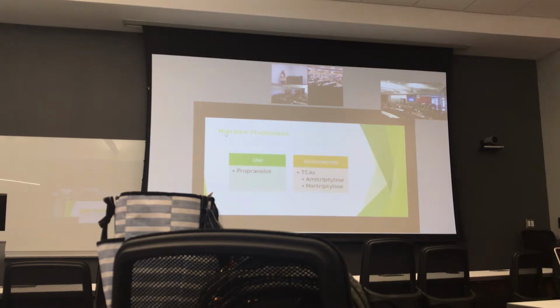And for migraine prophylaxis, propranolol has been determined to be safe for use. And alternatives include TCAs as well.